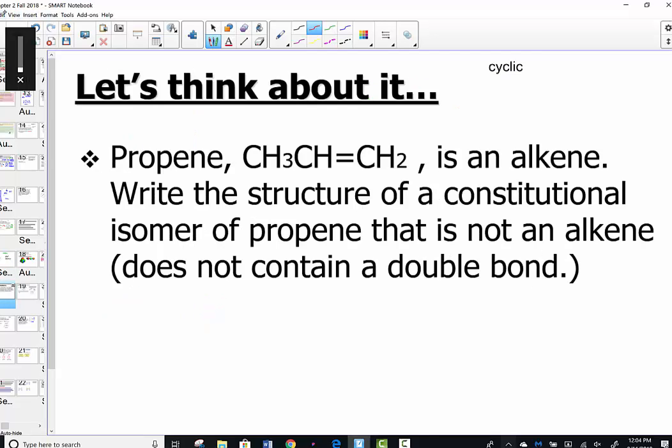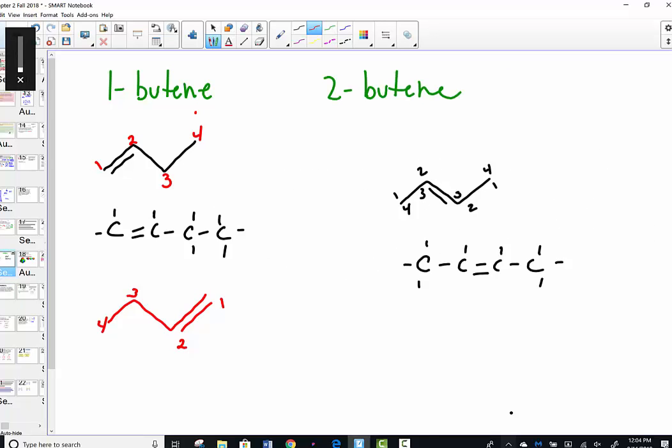Does it matter if you put the double bond on like the other side? Nope. Like this? Yeah. That is lovely as well. I don't know if I have a preference. You'll probably see me mix it up. I don't know. Let me know.